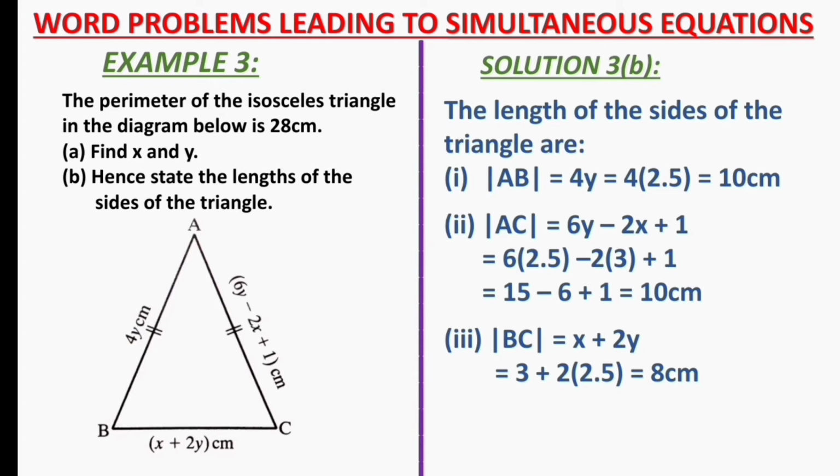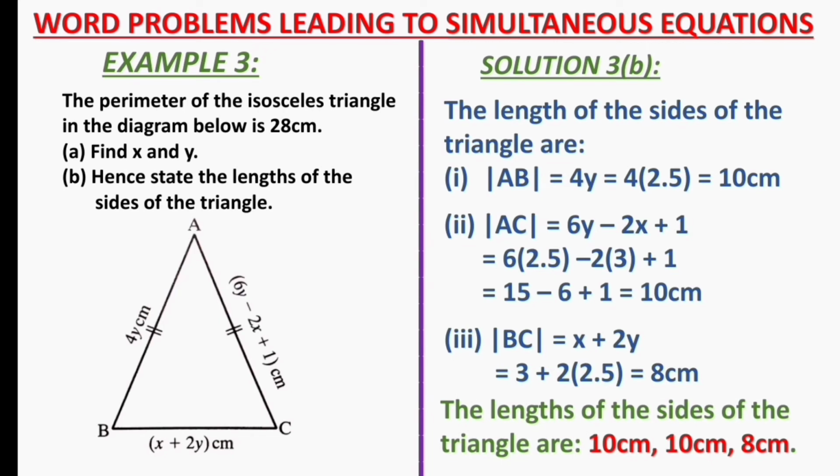Don't forget, this is an isosceles triangle and the length of AB is equal to the length of AC, which are 10 centimeters each. While the length of BC, which is x plus 2y, should be equal to 3 plus 2 times 2.5. That should give us 8 centimeters. Finally, the lengths of the sides of the triangle are 10 centimeters, 10 centimeters, and 8 centimeters. I hope the solutions to example 3 are clear to you.